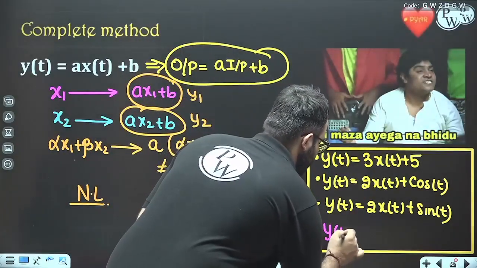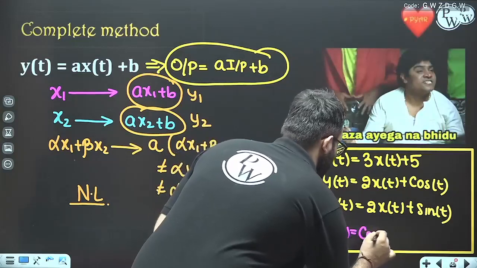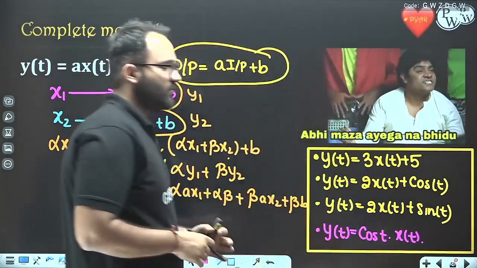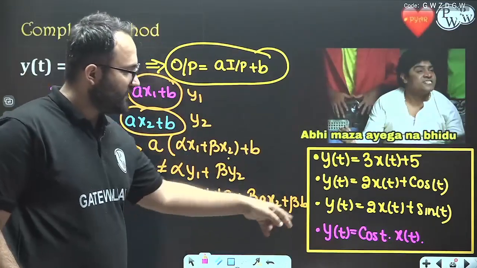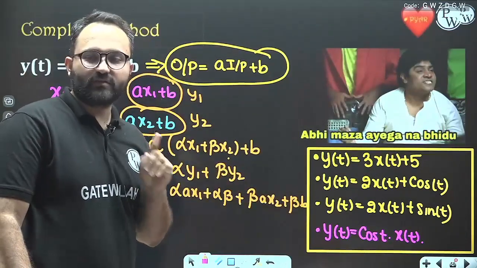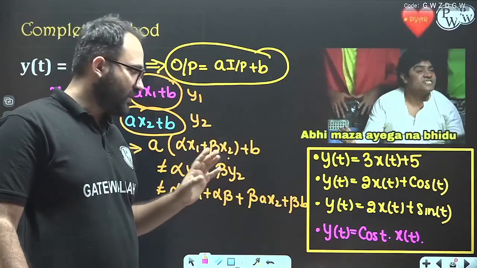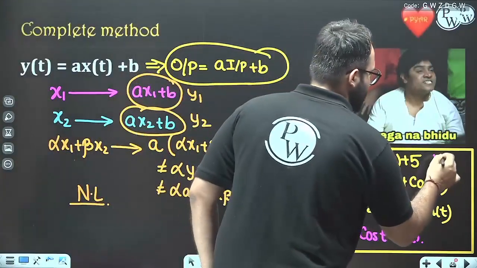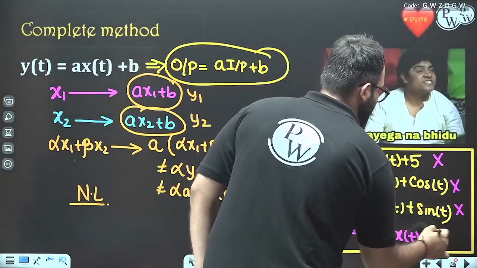Suppose we have y(t) equals cos t into x(t). So this system will be linear. This will be a linear system. This is non-linear, this is non-linear, but this is linear.